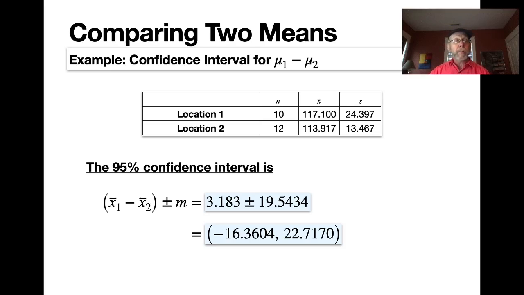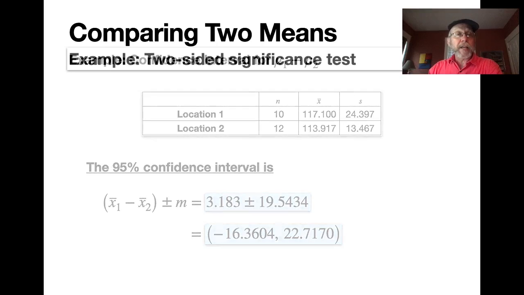So finally, our 95% confidence interval would be our point estimate of a difference of 3.183 plus or minus our margin of error of 19.5434. So that gives us a 95% confidence interval for the difference between means of negative 16.3604 up to 22.7170. So we're 95% confident that the true difference in population means is between about negative 16.4 minutes up to about positive 22.7 minutes.